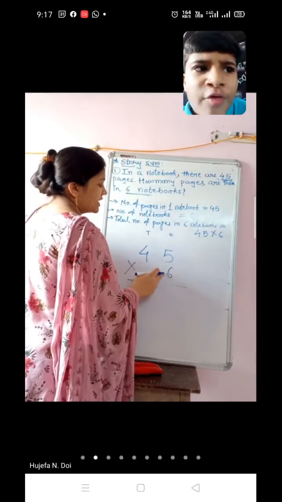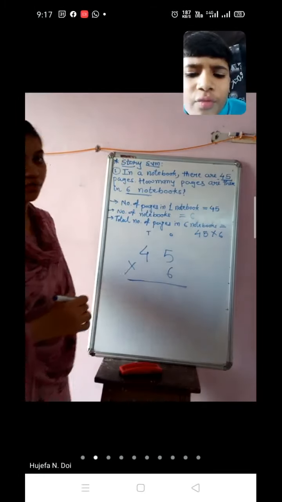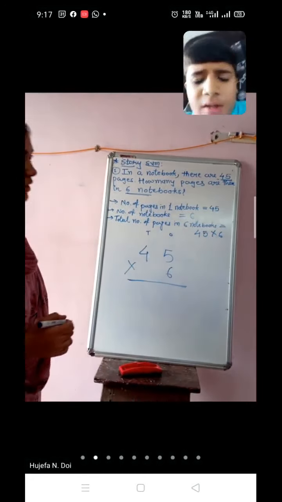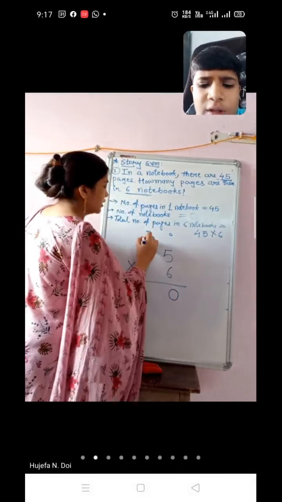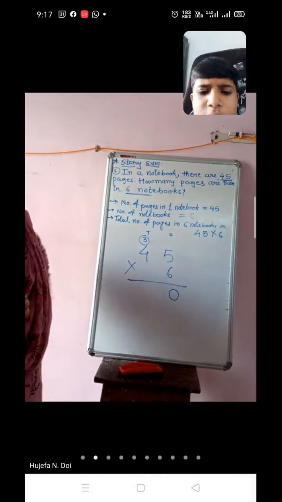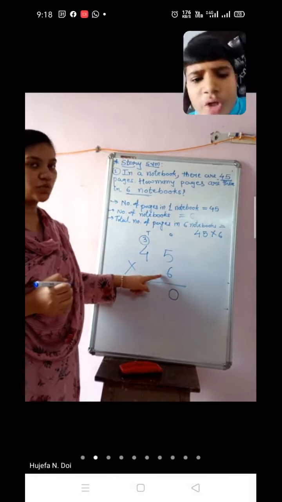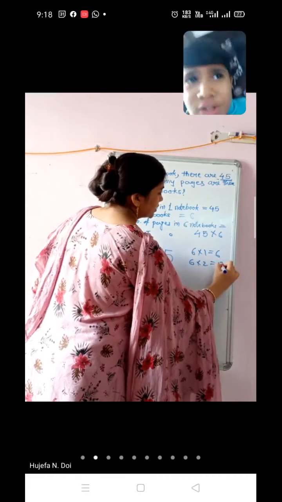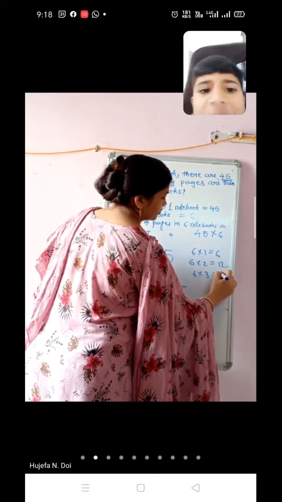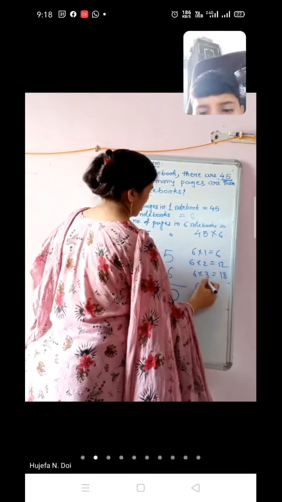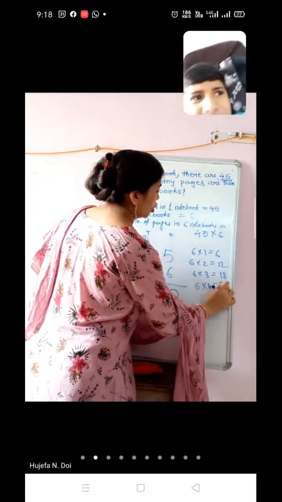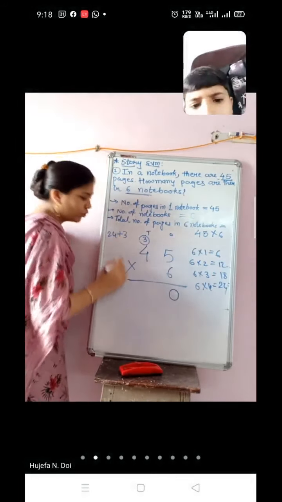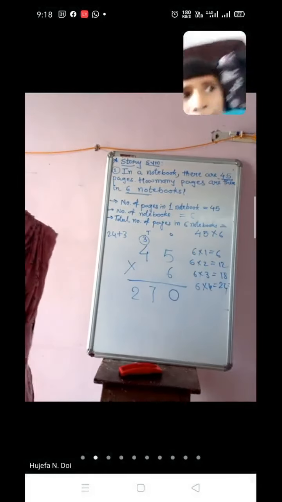Okay, 5 6s. Start the table of 6. 6 ones are 6, 6 twos are 12, 6 threes are 18, 6 fours are 24, 6 fives are 30. So 0 will be here and 3 as a carry forward. Then 6 fours are 24. Samajh mein nahi aa raha to side mein uska table likh do, to samajh mein aa jayega. 6 fours are 24 plus 3, 27. Answer is 270.